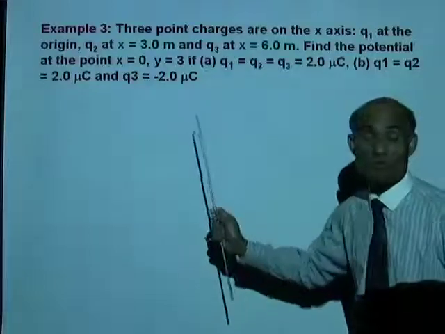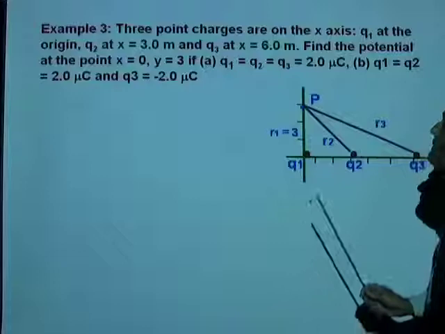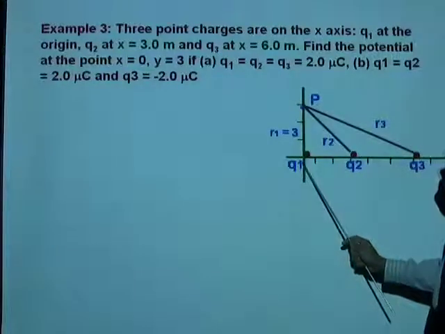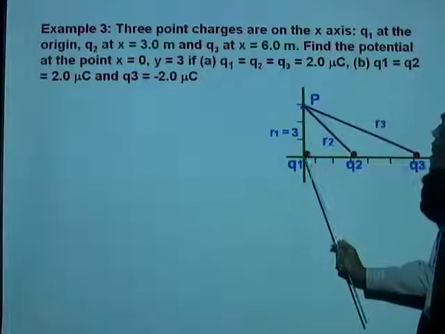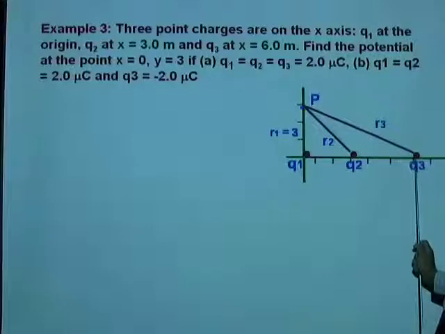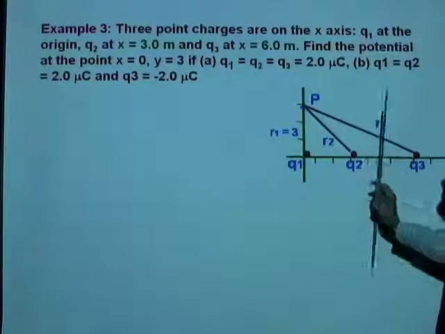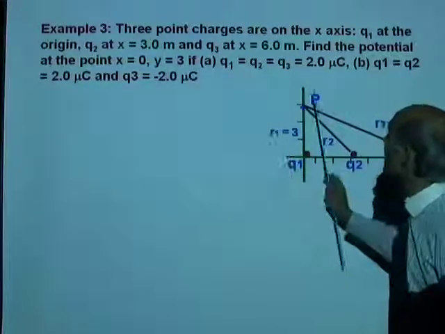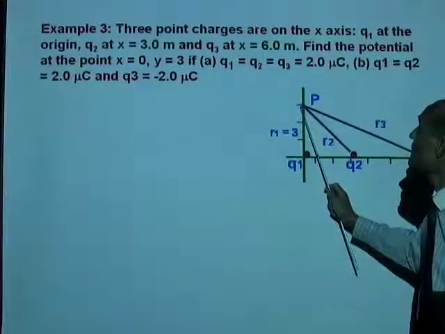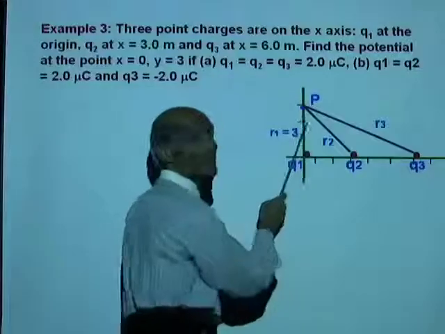Alright, again, picture the problem. Draw a diagram of the picture. What do we have? We have 3 point charges, Q1 at the origin, Q2 at x equal to 3, Q3 at x equal to 6 meter, and find the potential at the point x equal to 0, y equal to 3. This is the point where we want to find the electric potential.